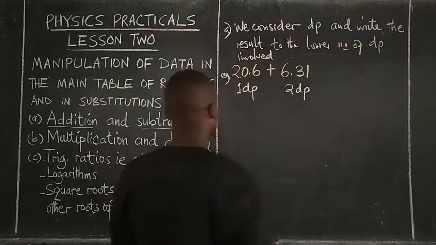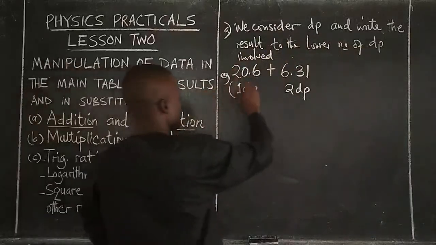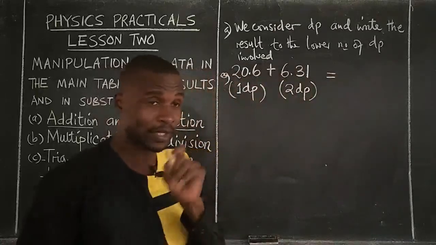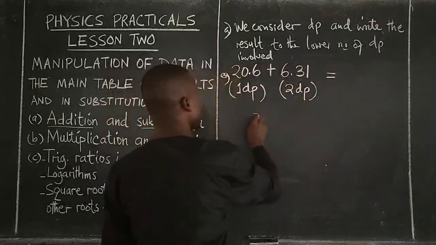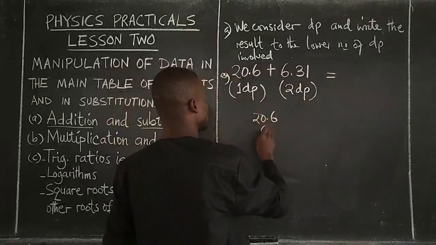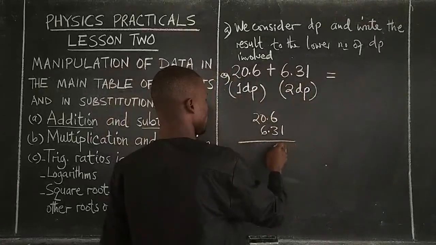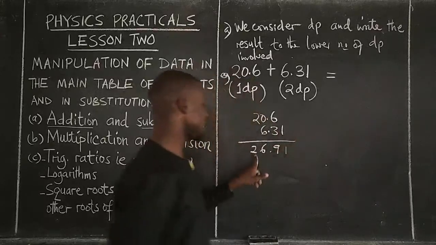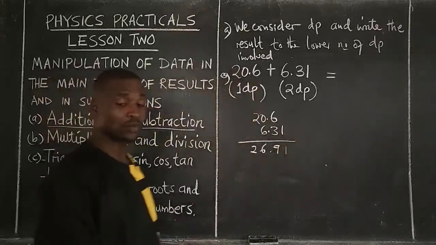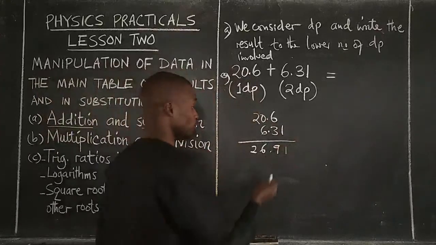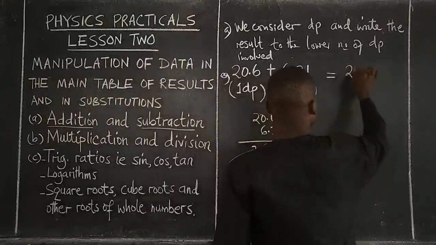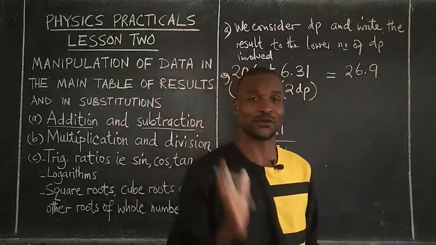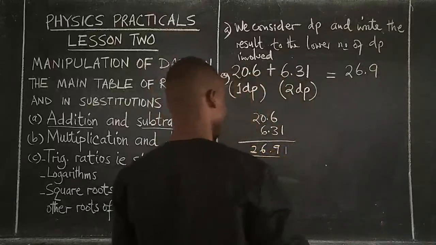An example is this one. Here we have 1 dp plus 2 dp's. Your answer will be written to 1 dp. Now, if you add 20.6 plus 6.31, you're going to have a 1, a 9, a 6 and a 2. So you have 26.91. But this which you've obtained has to be written to 1 dp. So your answer is going to be 26.9. If you write 26.91, it will be crossed. You write 26.9, like that.